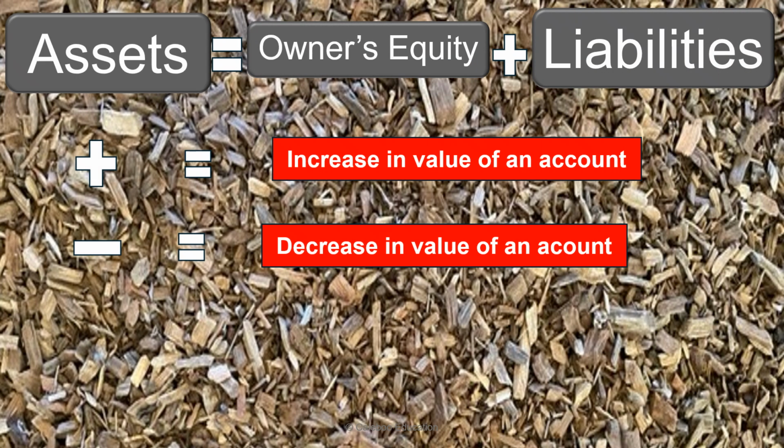Right, we're going to look at how transactions affect the accounting equation. Assets equals owner's equity plus liabilities. Whenever there's an increase in the value of an item, we will say plus. Whenever there's a decrease in the value of an account, we will use a minus. Oh, there's a typo. Right, should have two C's.